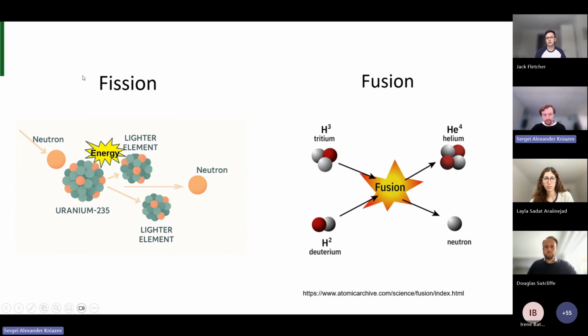On the left, we have fission. A neutron hits a large heavy nucleus like uranium-235, and the nucleus becomes unstable. Because it's unstable, it splits into two lighter fragments and releases energy. Why does it release energy? Because the two fragment nuclei together have less mass than the original nucleus, and this extra mass comes out as energy through E equals mc squared.